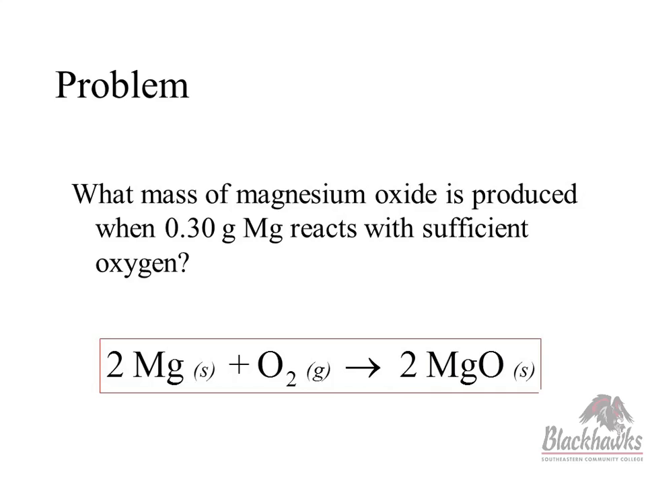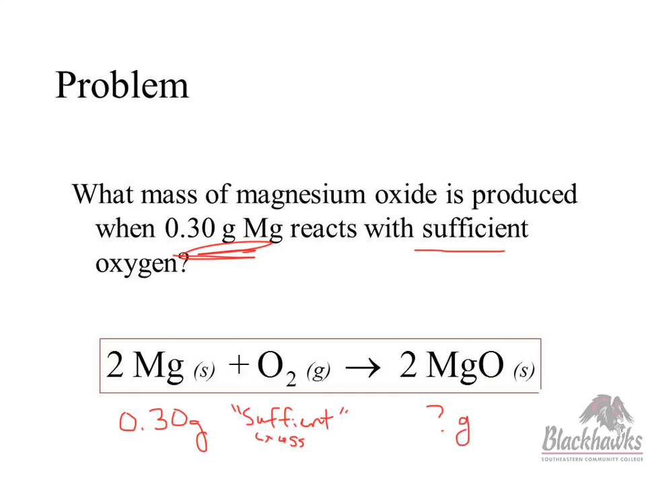Okay, so this is another problem. So what's different about this problem? What are we after with this problem? Right. So we still have 0.30 grams of magnesium. And notice where it said sufficient, I'll put that under the O2. And then actually in Monday's lecture, we're going to say that sufficient actually means probably excess. And so what we're trying to get at are these grams.